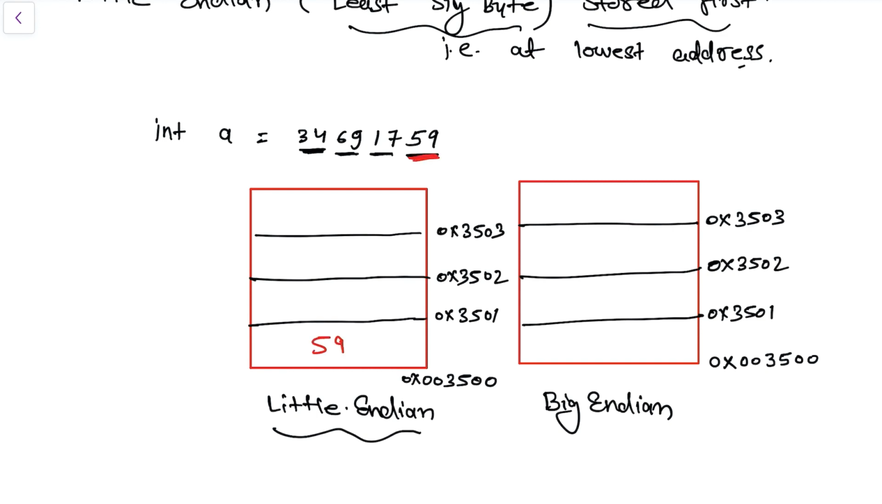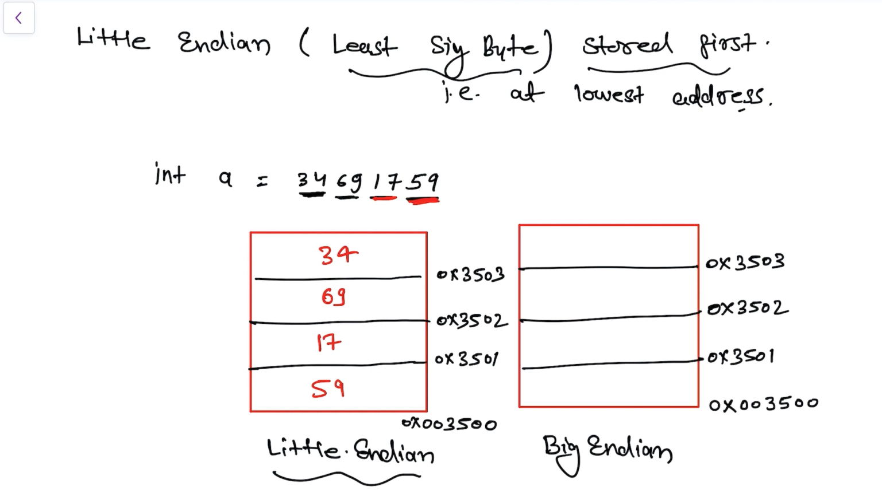In little Endian, that will be stored here first, and then here the 17, then here the 69, and then here 34. But in big Endian, the most significant byte will be stored first. That is the 34, and then the 69, and then 17, and then finally 59 will be stored there.